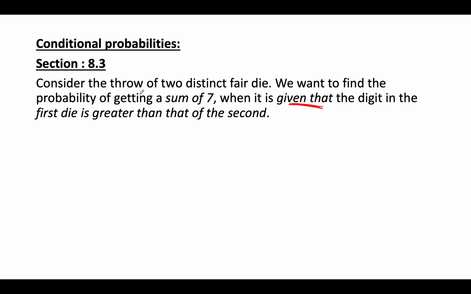So in order to solve this problem, first we need to find the number of possible outcomes in this experiment. For the first die, I have 6 possible outcomes. For the second die, I also have 6 possible outcomes. So the number of all possible outcomes of this experiment is 6 times 6, which is 36.